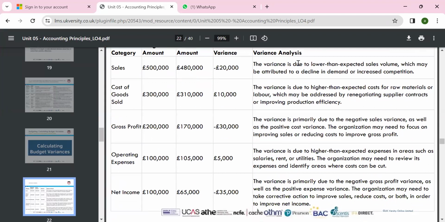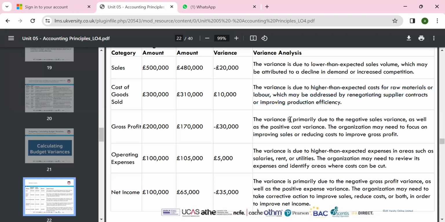The variance is due to lower than expected sale volume, which may be attributed to a decline in the demand for the product. The variance in cost is because of higher than expected cost of raw material and labor, ultimately the cost of sales went up. Okay, we need to renegotiate with the supplier or find a new, cheaper supplier. Ultimately, this cost can come down.